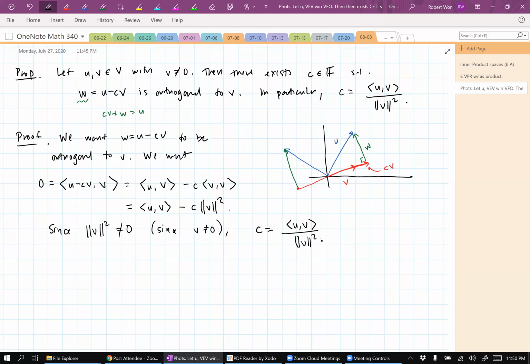Right, in particular, there's only one scalar because you can just solve for it. If this vector for any c is going to be orthogonal to v, you can just solve for what the scalar has to be. So this is the unique scalar.